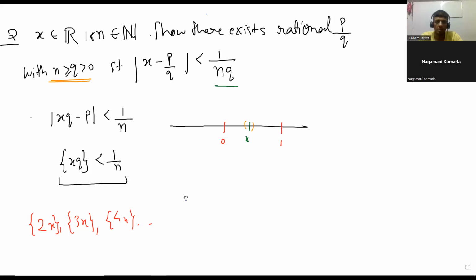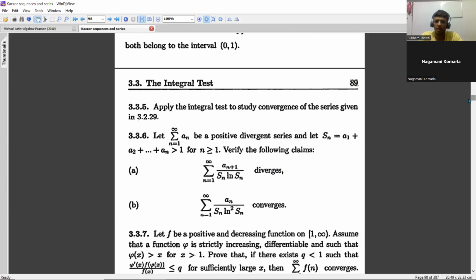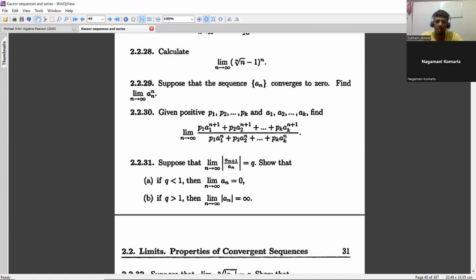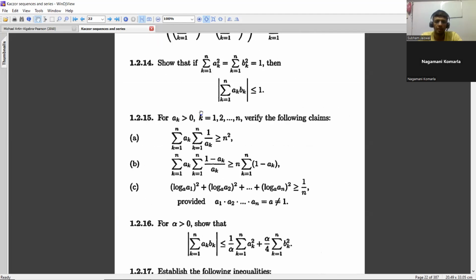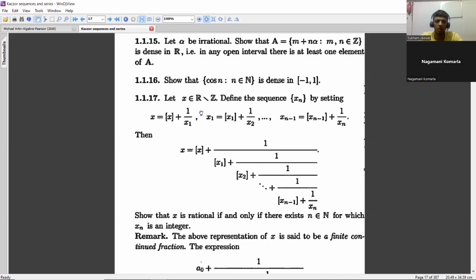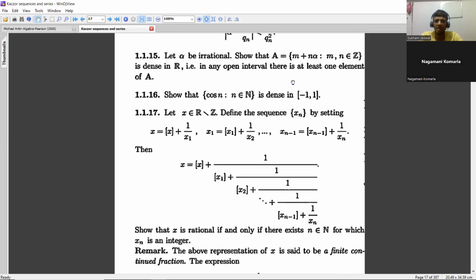They had some questions along these lines where they obviously generalize it and so on, but I do not remember how they do it. There are these other interesting dense sets. You see, cos n, minus 1 to 1, that is dense.